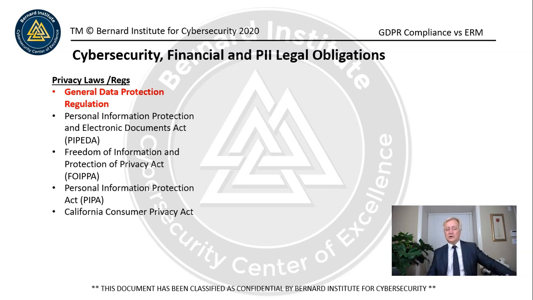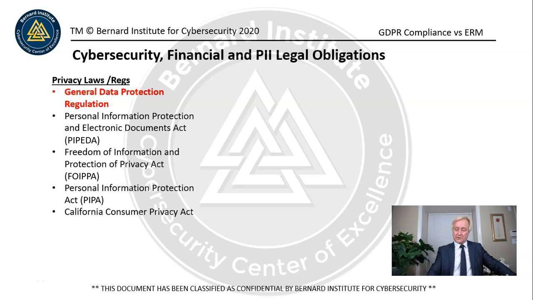So GDPR is important, without a doubt. But we also have other regulations that overlap. So we have the Personal Information Protection and Electronic Documents Act, PIPEDA. We have the Freedom of Information and Protection of Privacy Act, FOIPA. And we have the Personal Information Protection Act, PIPA. And we also have, recently, the California Consumer Privacy Act. So we have a lot of overlap between all these organizations.